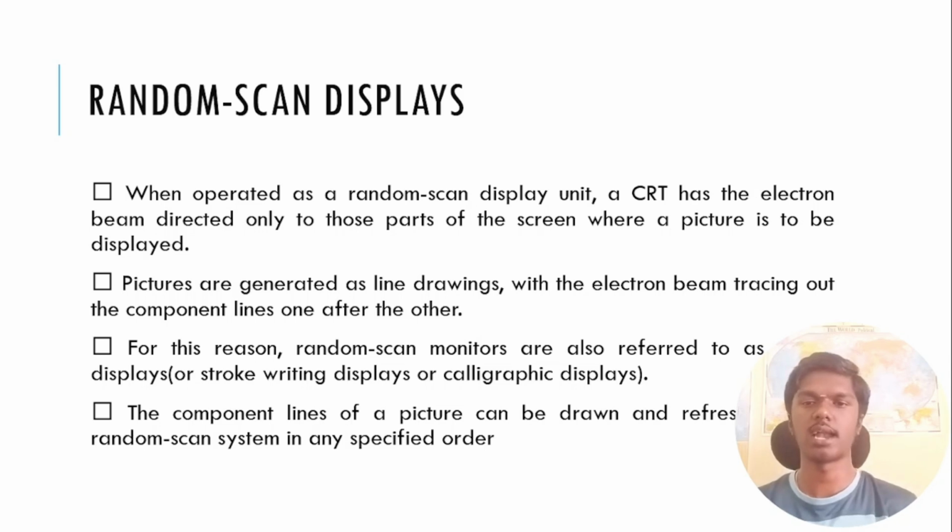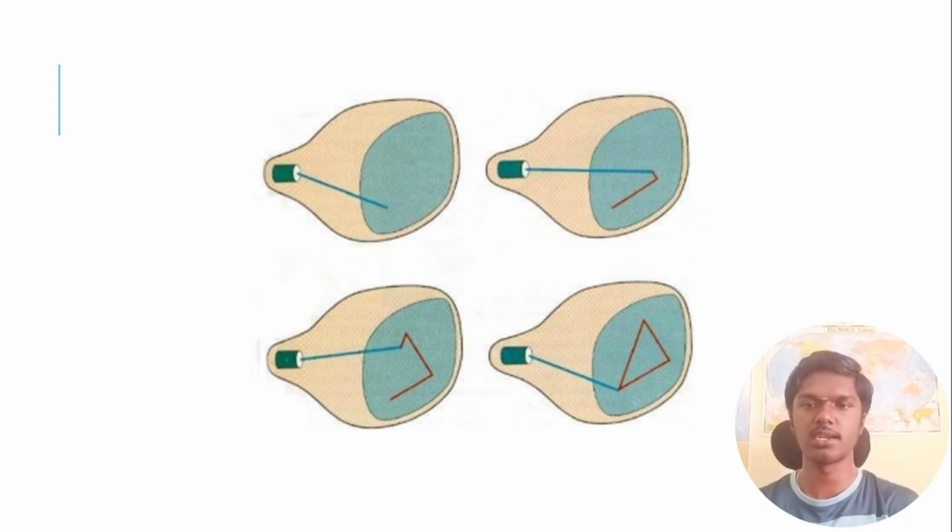Now let's understand the random scan displays. When operated as a random scan display unit, a CRT has the electron beam directed only to those parts of the screen where a picture is to be displayed. Pictures are generated as line drawings, with the electron beam tracing out the component lines one after the other. For this reason, random scan monitors are also referred to as vector displays, or stroke writing displays, or calligraphic displays. The component lines of a picture can be drawn and refreshed by a random scan system in any specified order. So this is a random scan display diagram.